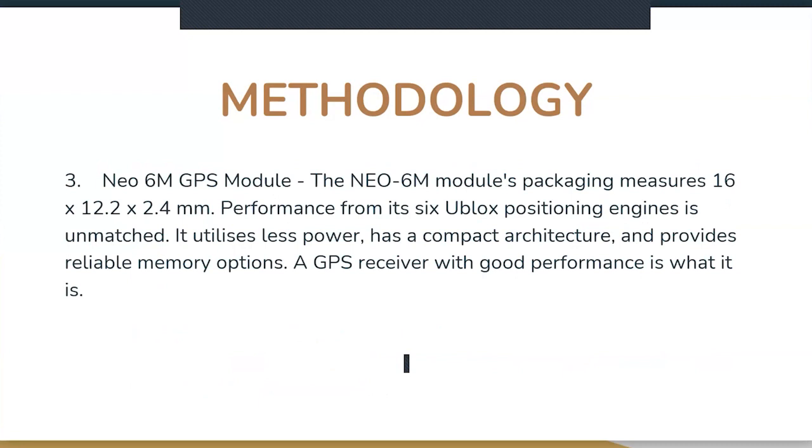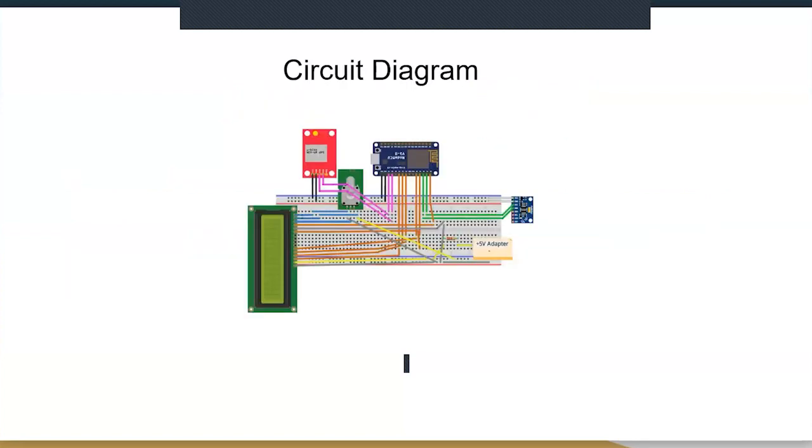Next is the Neo 6M GPS module. We have installed it in our system for sending the live location of the driver, because if any accident happens, a mail will be sent, and the live location with Google Maps, the actual GPS map, will be shared to the email, and they can track the location of the vehicle.